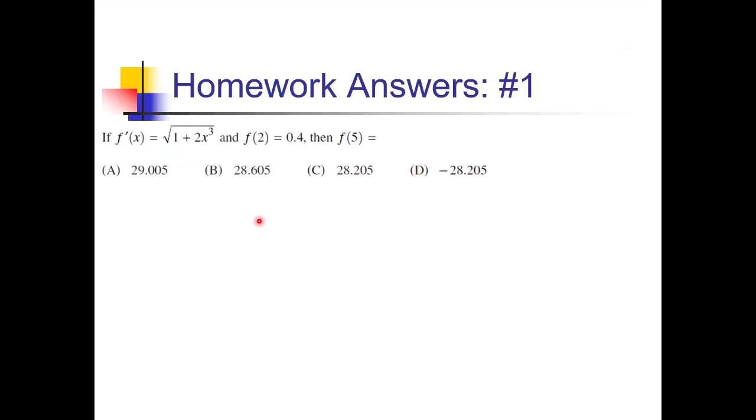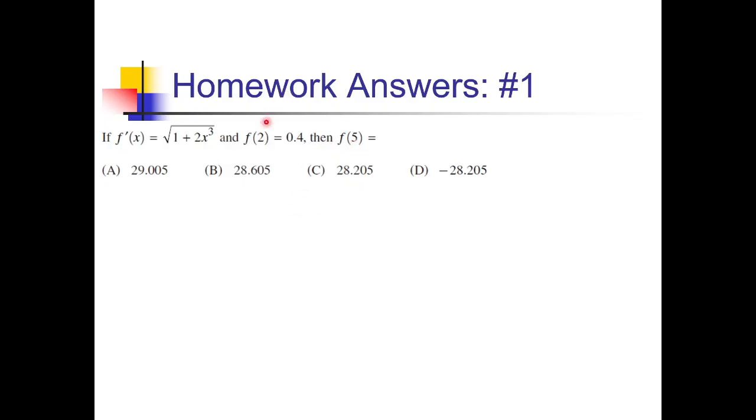On this calculator-based problem, they're telling us that f prime of a function is the square root of 1 plus 2x cubed, and f of 2 of said function is 0.4. Based off this, they want f of 5. So we can use our fundamental theorem to figure this out.